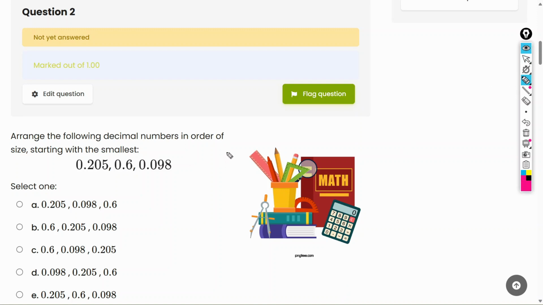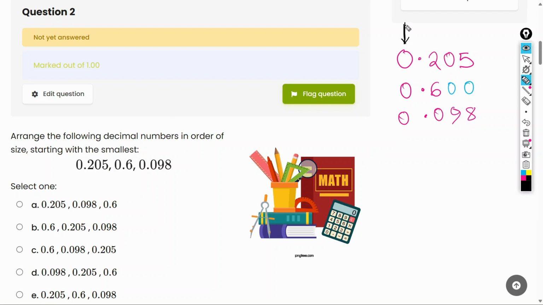Arrange the following decimals in order of size, starting with the smallest. So when you're ordering decimals, you arrange them as though you were adding or subtracting them. Align your decimal points on a straight line. 0.6, 0.098. And if I like, I can fill up this space with zeros. So I move place by place and see what's the smallest, since I'm starting with the smallest.